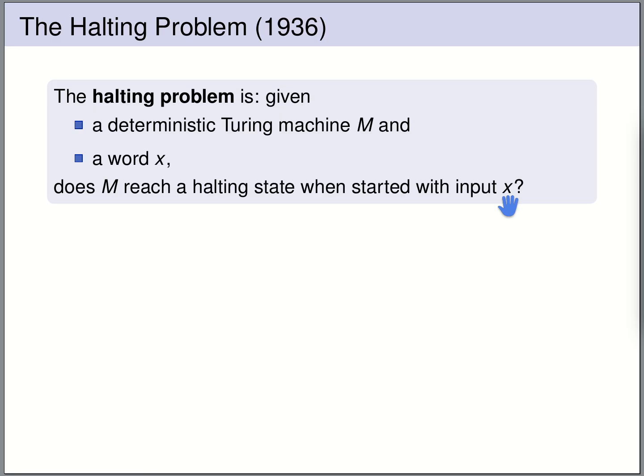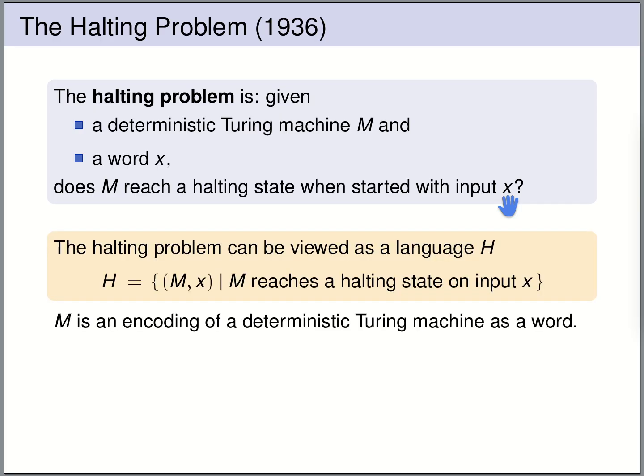So we can view this question as a language. We can view this halting problem as a language H. It consists of the pairs (M, X), for which the machine M reaches a halting state on input X. And formally, we don't put a real Turing machine here. Formally, we put a description of this Turing machine as a word in this place.